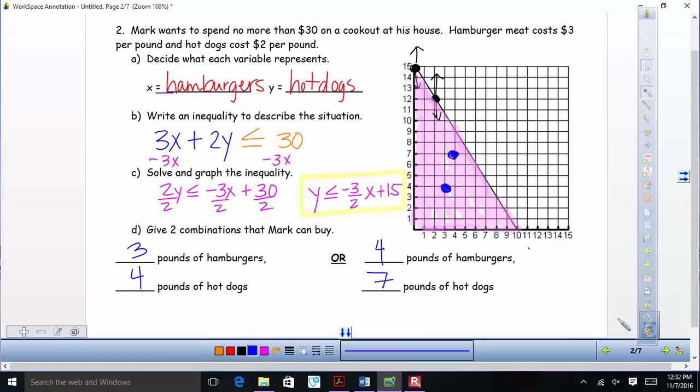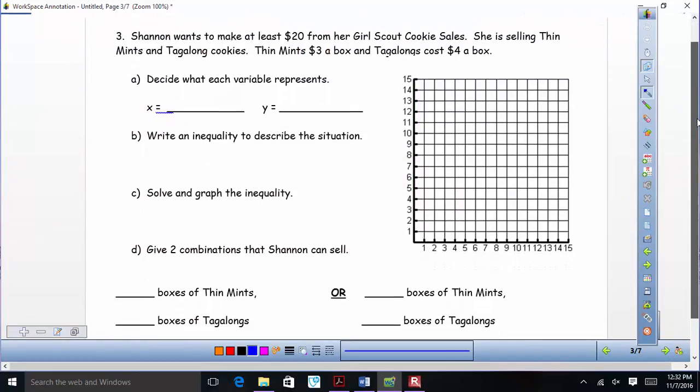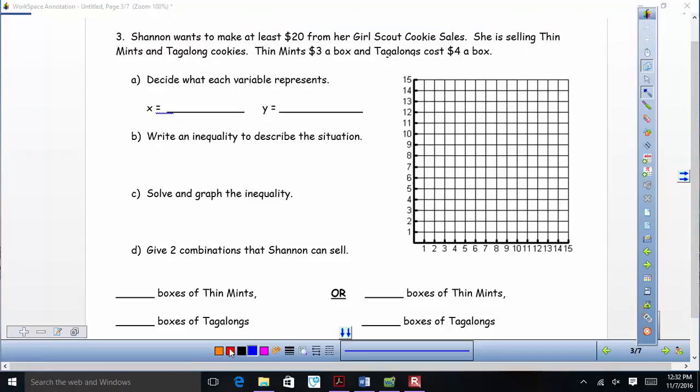Okay, let's try one more of these. So let's look at number 3. Okay, so for number 3, it says Shannon wants to make at least $20 for her Girl Scout cookie sales. So at least $20, does that mean she can make more or less? More. If she wants to make at least, do y'all not have number 3? Y'all have 10, right? Okay, hold on. We'll get 10.